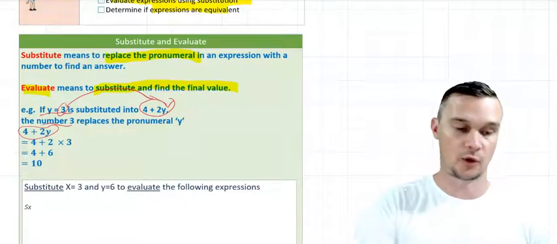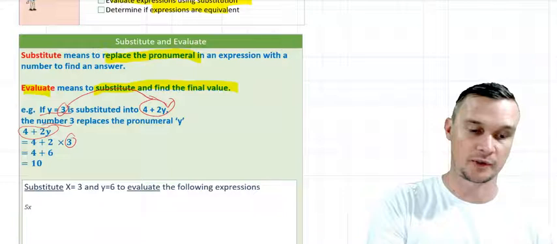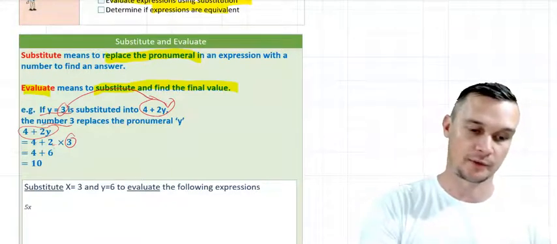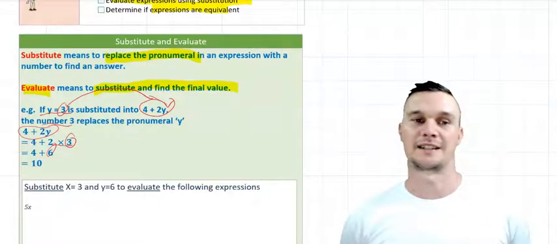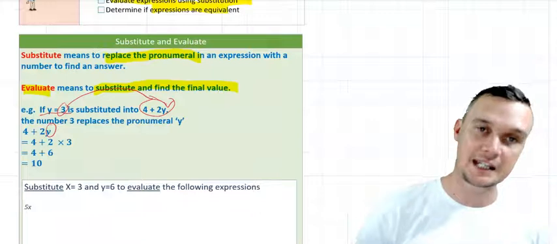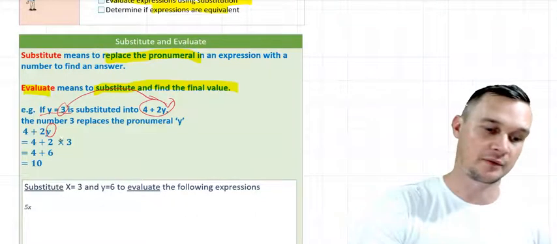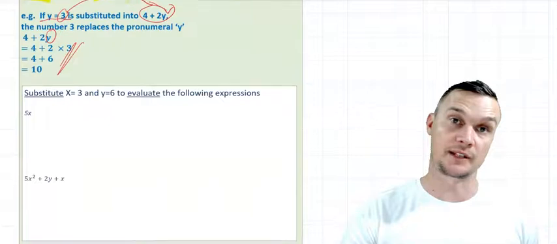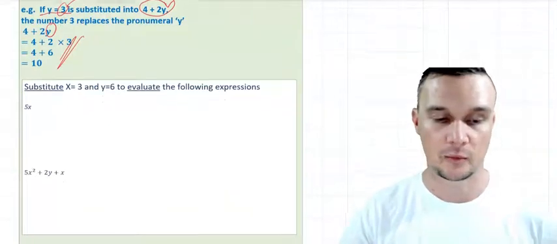So 4 plus 2y is like 4 plus 2 times 3, because we've substituted that 3 into the y. We'll do 2 times 3 first, knowing order of operations, which makes 6. And then we have 4 plus 6 equals 10. So what we've done here is we have substituted in for the y, and then we have evaluated by getting our answer.